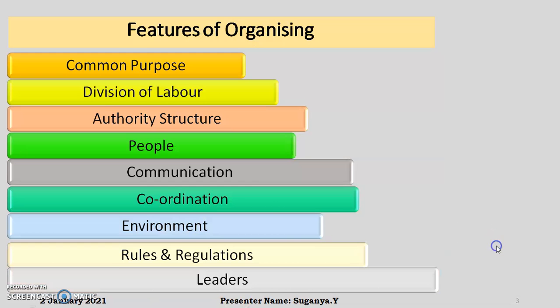Next we'll see the characteristic features of organizing. There are about 10 important characteristic features of organizing, and the first one is common purpose. Every organization exists in order to achieve certain objectives. As a manager, with the help of the organizing function, I should help my company to achieve its objectives. Each organization has different objectives. Objectives vary from organization to organization. So as a manager, my job is to help my company achieve its objectives.